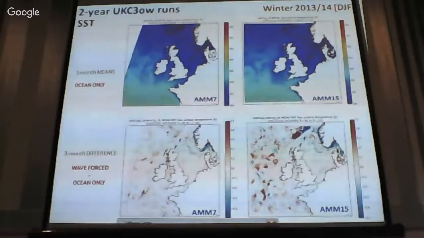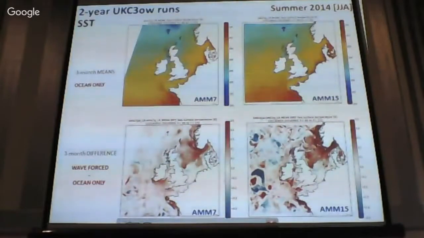If we look at the sea surface temperatures, then this is a winter case. Again, this is the first go at this kind of analysis, but we see some more significant differences between the 7 kilometre and 1.5. So the impact of coupling might depend on the resolution.